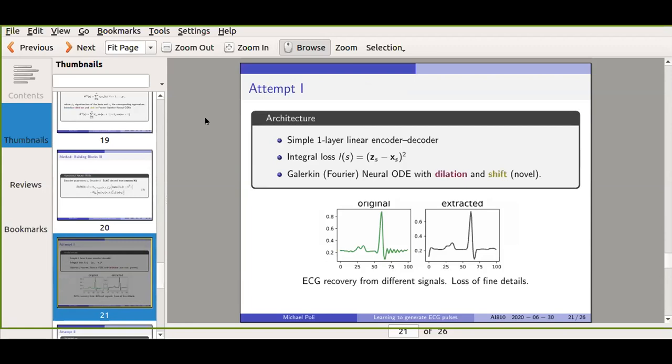Okay, so there are three attempts that we had. The first attempt is an expressivity check, very simple. One linear layer encoder and decoder. So it's barely a latent space, basically not a latent space, just a linear transformation of the observation space. We use an integral loss, a squared error loss of these latents and the observations. And what evolves the signal in this almost latent space is a neural ODE. So we have a one linear layer encoder, a neural ODE, and a one linear layer decoder, using the Fourier dilation shift that we talked about before. And this is for recovery. We feed the other signals to this and we recover the data using this, with the standard training and test loss on the test set and everything. And it's okay.